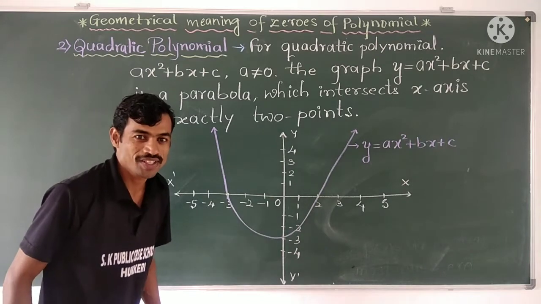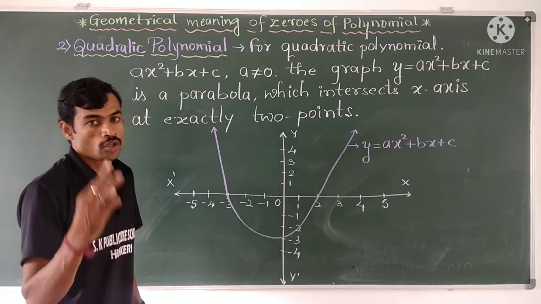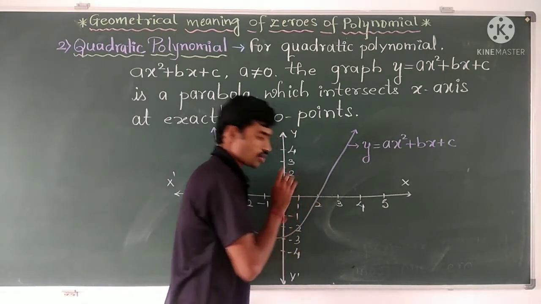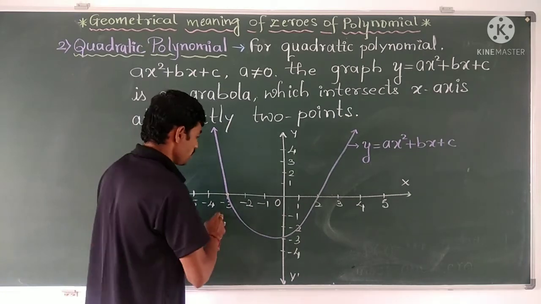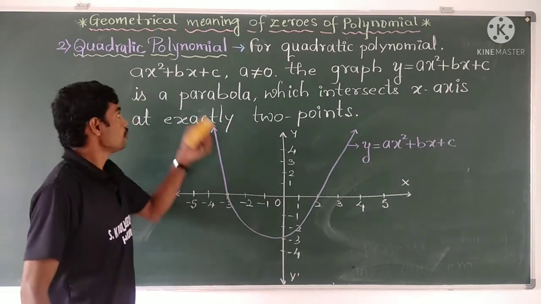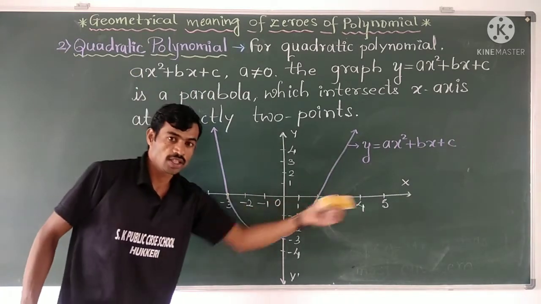So how many zeros does it have? This graph has at most 2 zeros. Which are the 2 zeros? Minus 3 and plus 2. Clear? So these are the 2 zeros we can find for the quadratic polynomial.